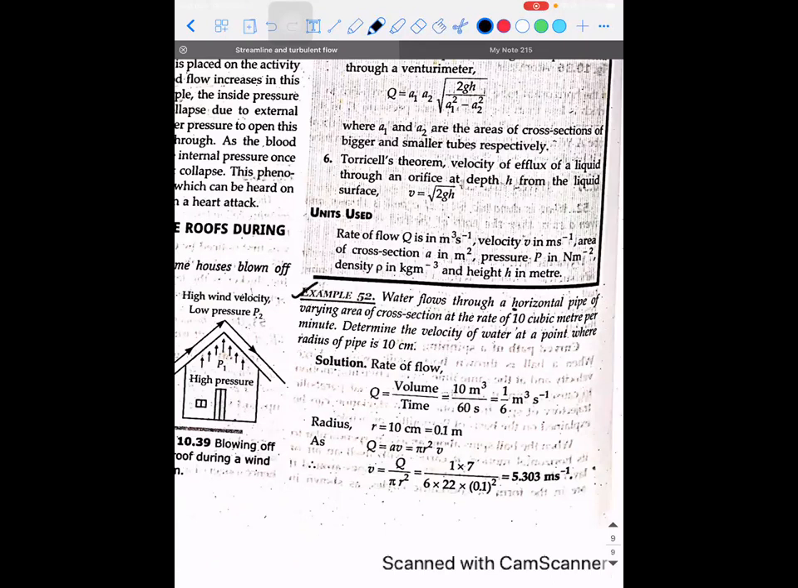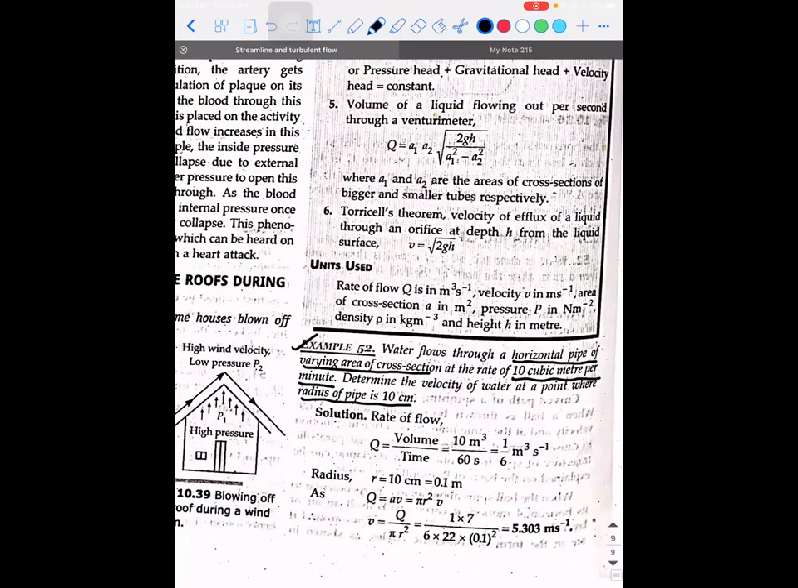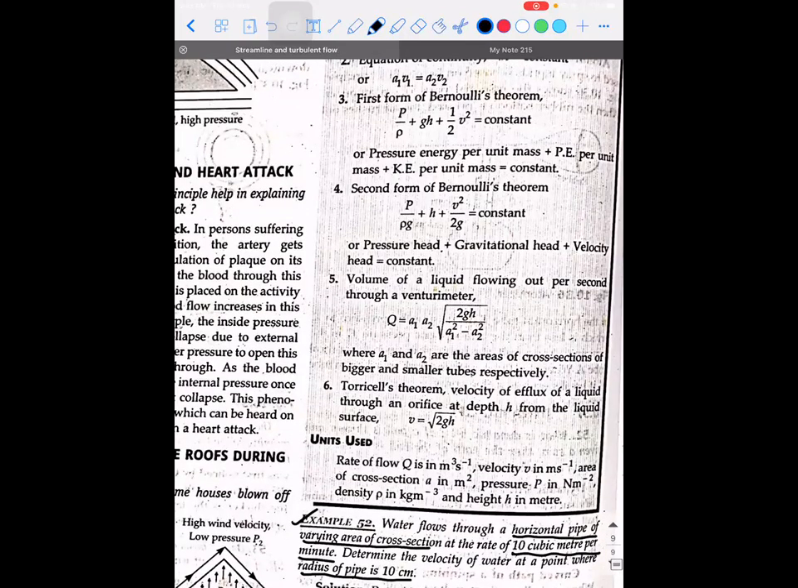So water flows through a horizontal pipe of varying cross section at the rate of 10 cubic meter per minute. Determine the velocity of water at a point where the radius of the pipe is 10 centimeter. So you guys do it. Read the question alone, you people try. Water flows through a horizontal pipe. So wherever you see horizontal pipe, of varying cross section, though the cross section is going to vary, the height of the liquid column will be the same. That is the meaning. And the water is flowing at a rate of 10 cubic meter per minute. Determine the velocity of water at a point where the radius of the pipe is 10 centimeter.